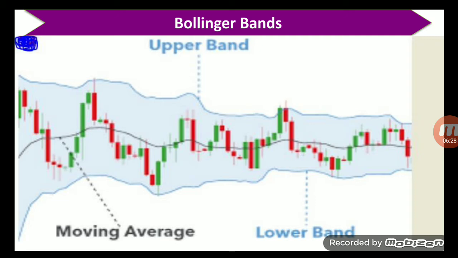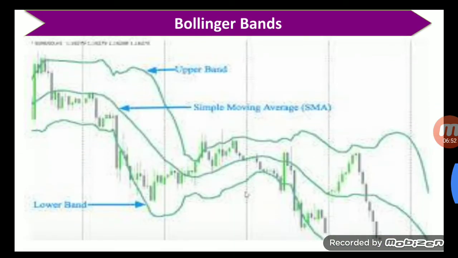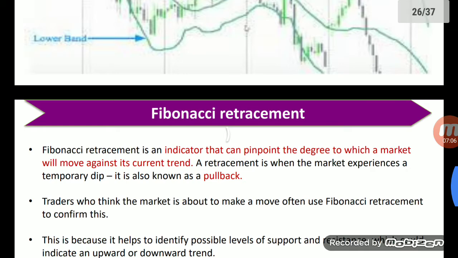If you see all the candles, the fluctuation of the price is within the band. If it increases or decreases more than the upper band or lower band, then it shows the unusual move in the prices of stocks. Here also you can see the middle line is the simple moving average, with the upper band and lower band. So Bollinger Band shows you the volatility and the fluctuation in the prices.